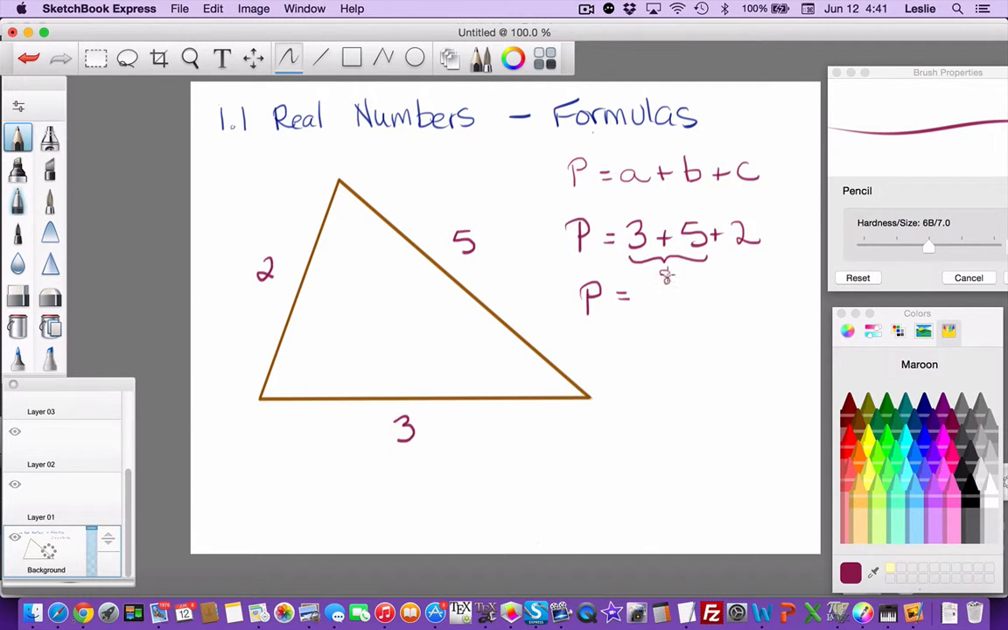3 plus 5 is 8. If I add 2 to that, I get 10. The perimeter of this triangle is 10. But 10 what? Was it measured in centimeters, or feet, miles, or kilometers? Whatever the lengths of the sides of the triangle, or the square, or the rectangle, whatever unit is used to measure the lengths of the sides is the same as the unit used in the answer, since you're simply looking at the total of the lengths of all of the sides, regardless of the shape of the figure that you're actually working with.